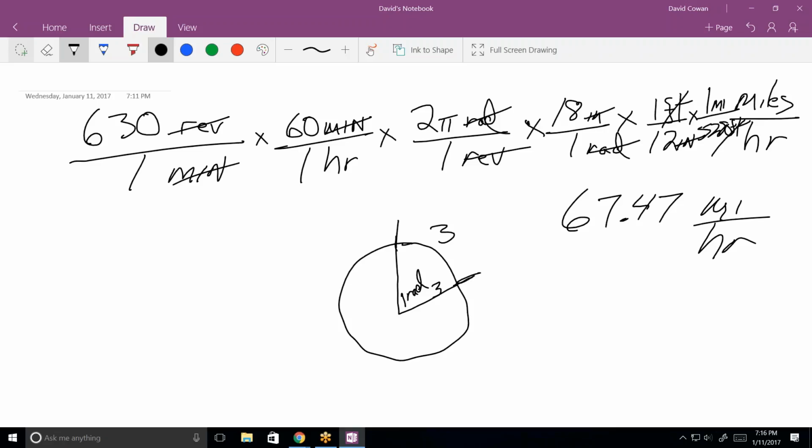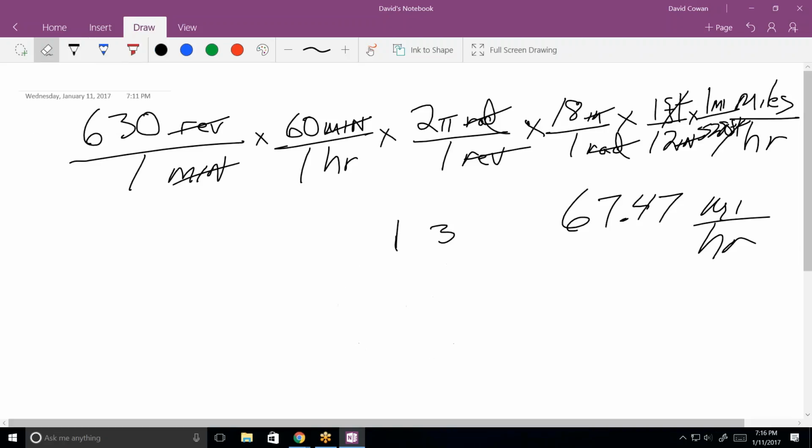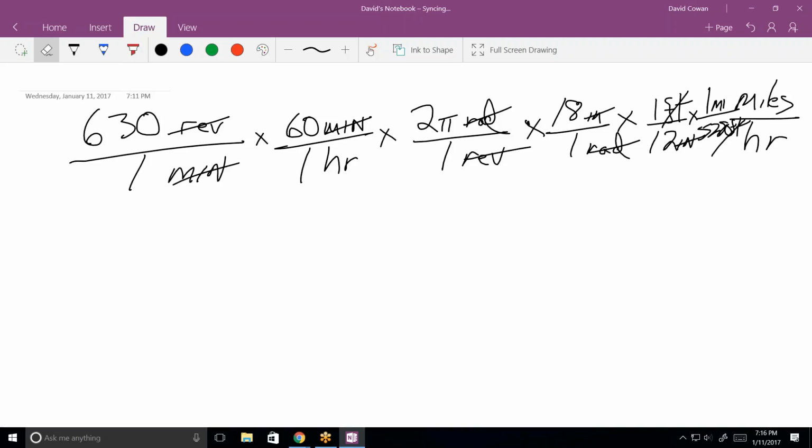Okay? Now, your problem was slightly harder because they give you the final speed and they want to know one of these things in the middle here. What was your problem again? Find the radius given the linear speed and the rate of rotation.